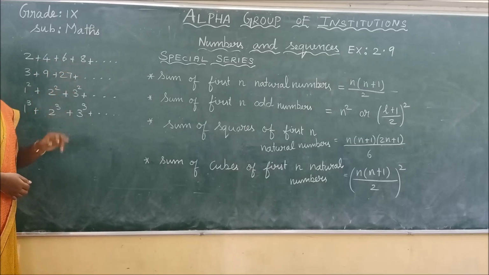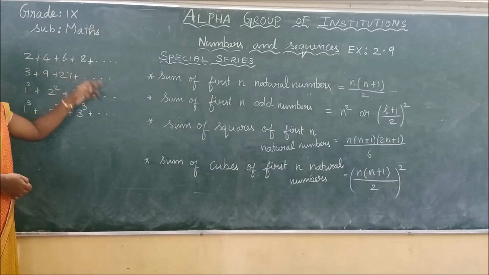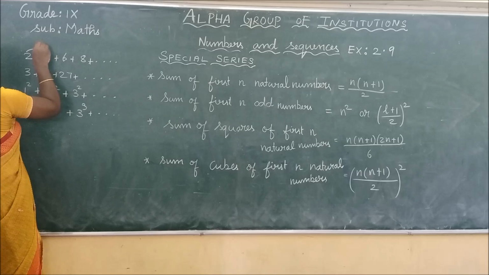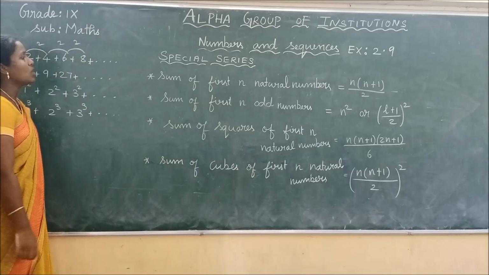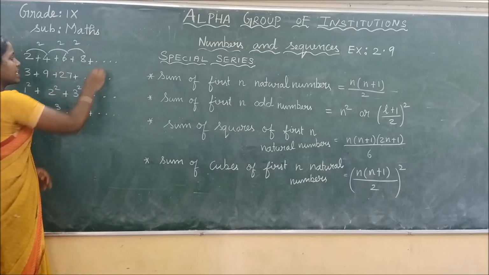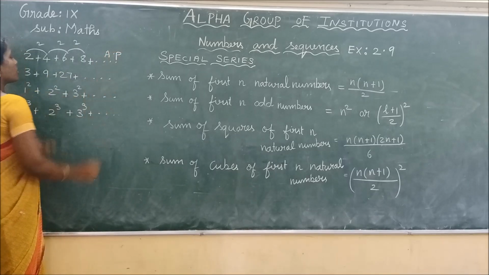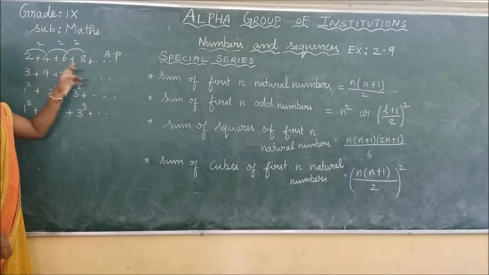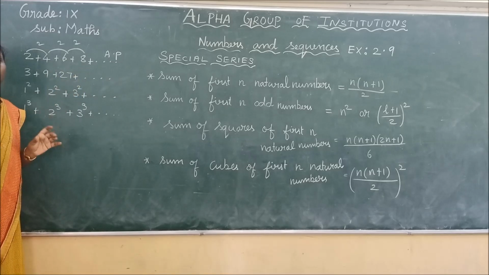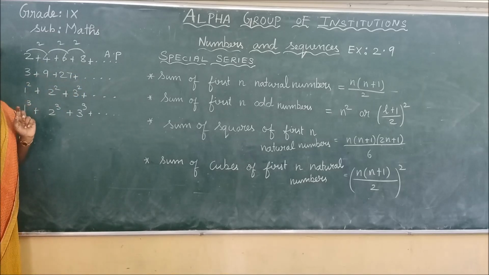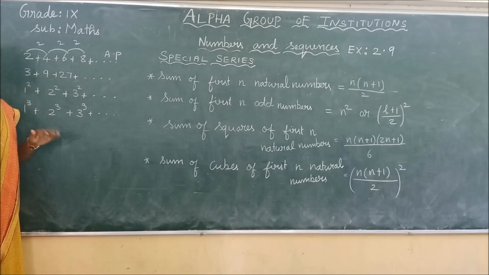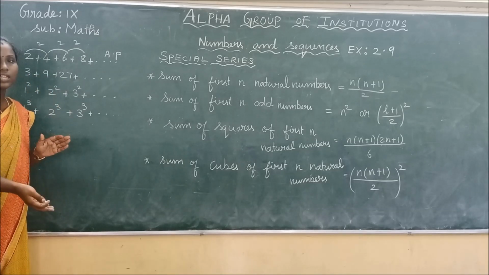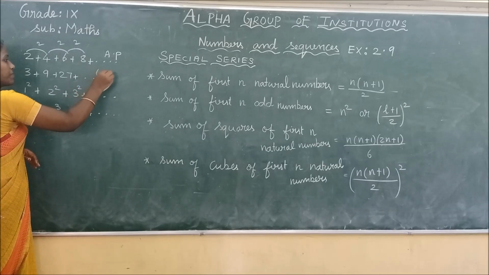The first one: 2, 4, 6, 8. Here we have a common difference between the successive terms, so the first example we can say is an AP. Check whether it is a GP. No, it is not a GP, only AP. See this example: 3, 9, 27. It has a common multiple of 3 in each term, so it is a GP.